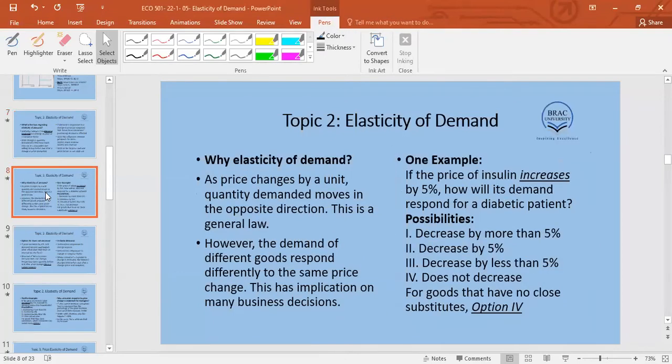Acha, why elasticity of demand? Before we get into the technicality, the demand for different products responds differently. For the moment, we will look at price. Later on, we will change the variable.